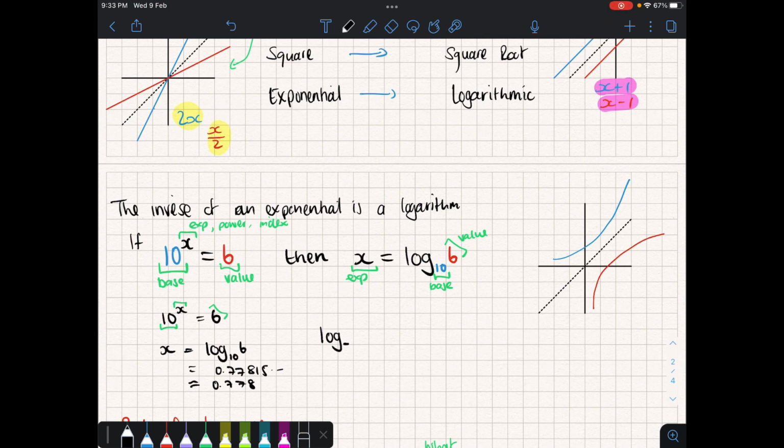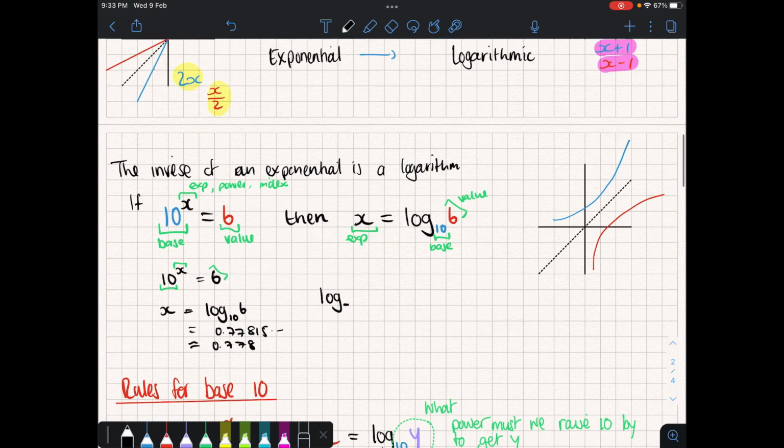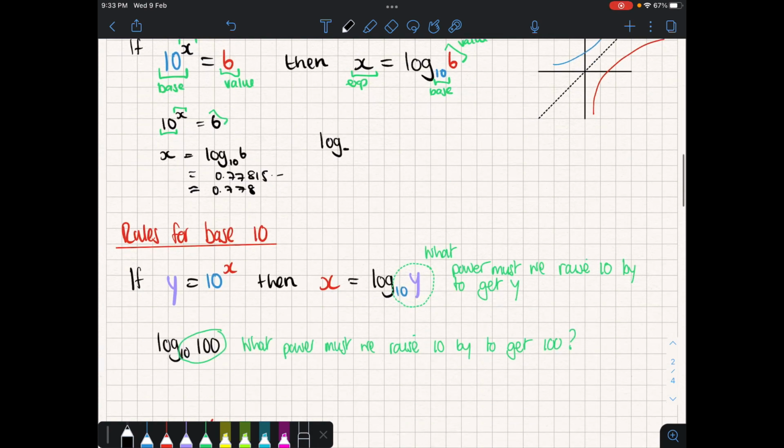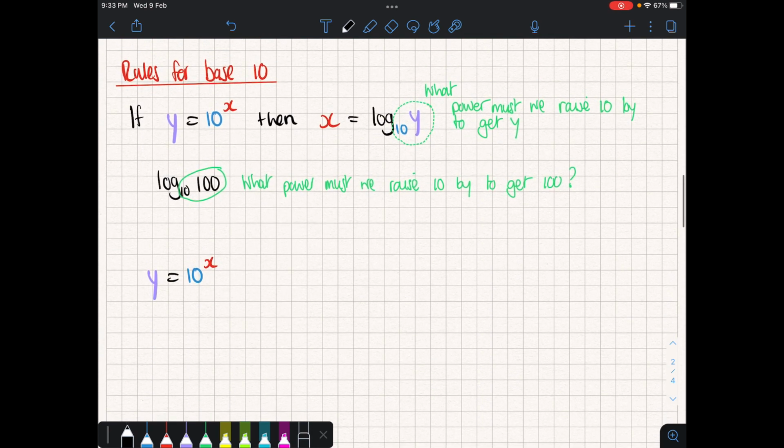Now, just like when we studied exponents, we had some rules. When we look at logs, we also have some rules that we need to follow. So if we have some function y equal to 10 to the power of x, because now we're looking at base 10 specifically, then we could rewrite that as x equal to log base 10 y. And what we're asking is, what do I raise the base 10 by to give me y?